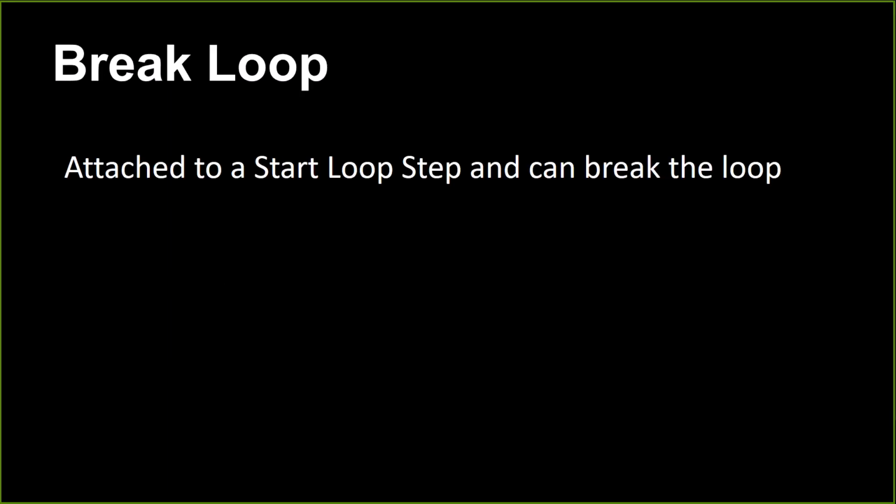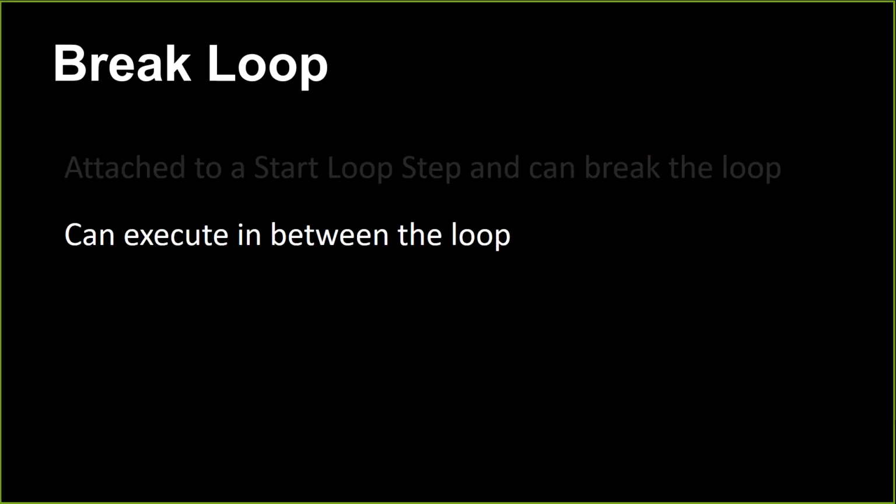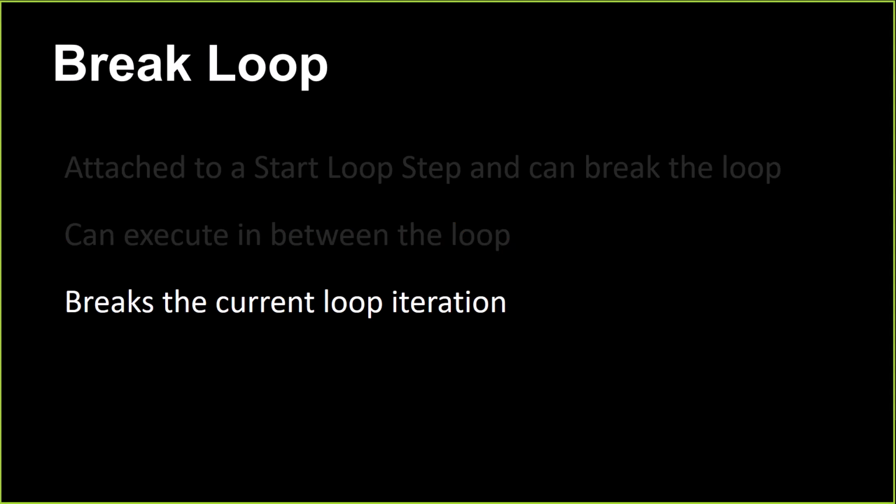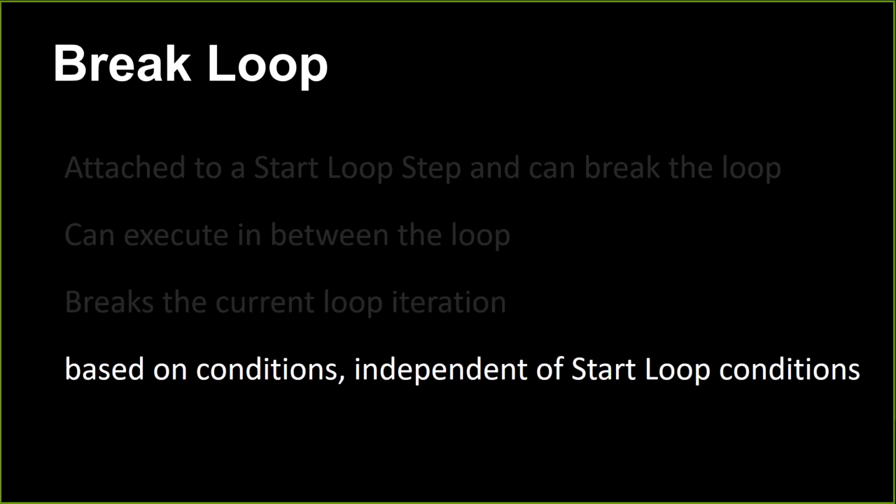Let us describe the break loop step. The break loop step is internally attached to one specific start loop step and can break only the loop it is attached to. The break loop step can execute in between the loop. The break loop step breaks the current loop iteration based on conditions independent of the start loop conditions. Let us look at the break loop step in Process Studio.